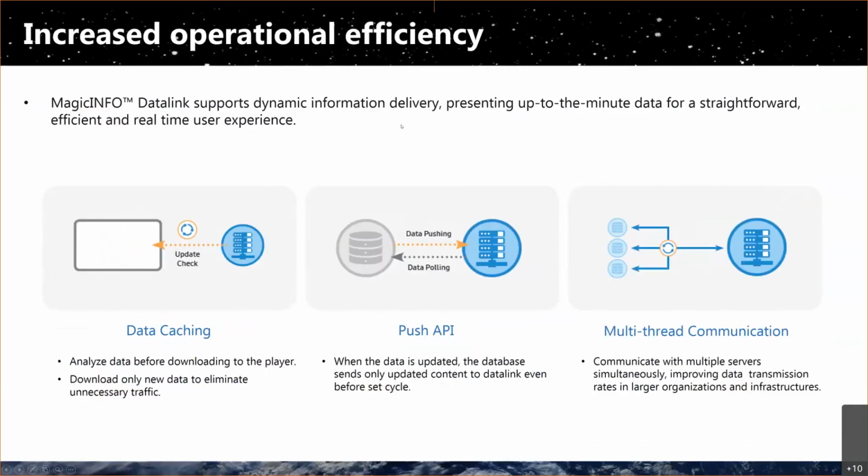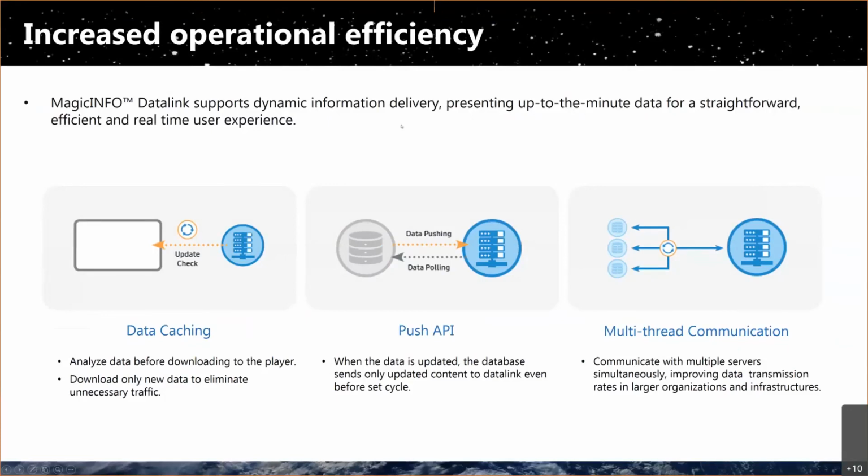Operational efficiency. It would only update the display if there is new content to be pushed out. It also caches data on the display for up to 24 hours. So whenever data has been pushed out to our displays, it's resident there. So if for some reason the connection between the display and Data Link were to break due to a network issue or something, the data would persist on our displays.